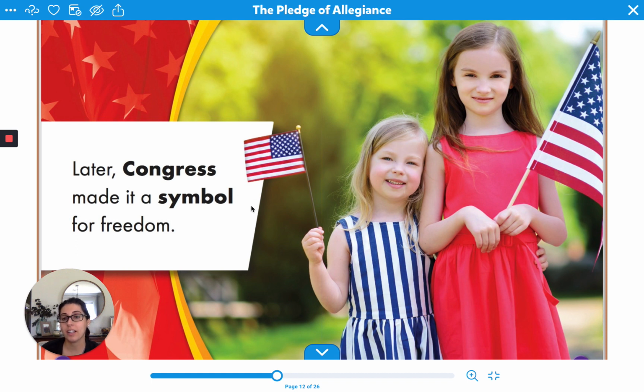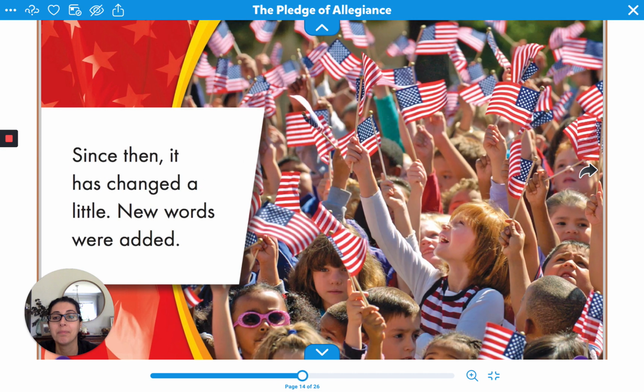Later, Congress made it a symbol for freedom. So, do you remember how we learned about what symbols are? Yes, symbols are things that represent something else. So we talked about how songs can be symbols. Well, our pledge, something that we say, is also a symbol. And it's a symbol of our freedom. Since then, it has changed a little. New words were added.